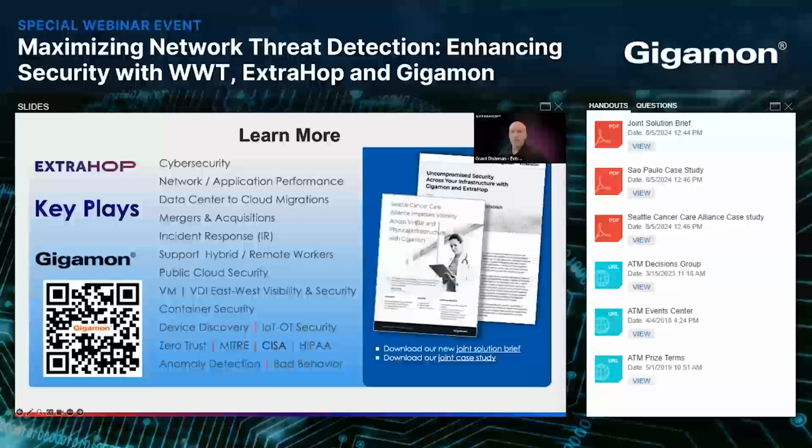You know, we talk about the lift and shift to the cloud, but I wanted to highlight just a few of the many use cases that we have and let you know that we also have a joint solution brief and a case study for your review. But we're out there to help customers with any challenges that are out there, and reach out to partners like WWT when you need that expertise and guidance. And we really appreciate the chance to get in front of you today and give you just a little taste of what we're able to do together.